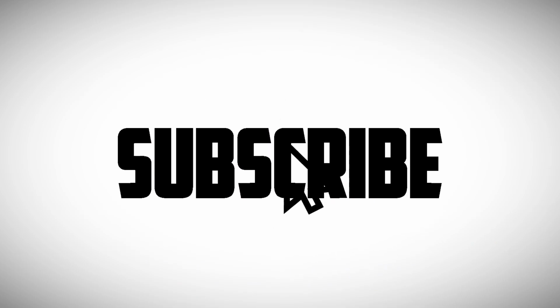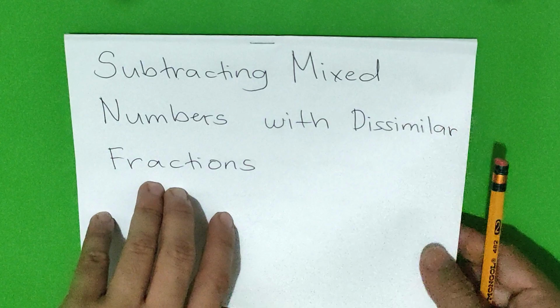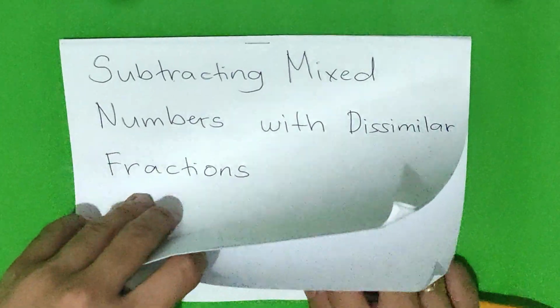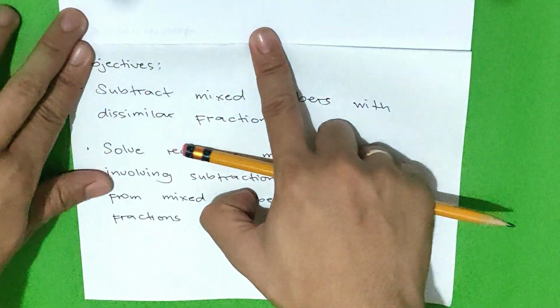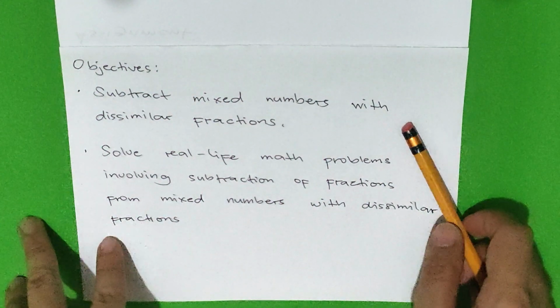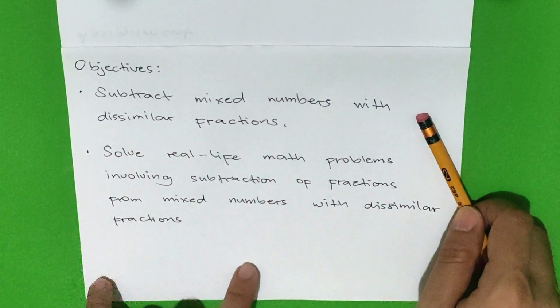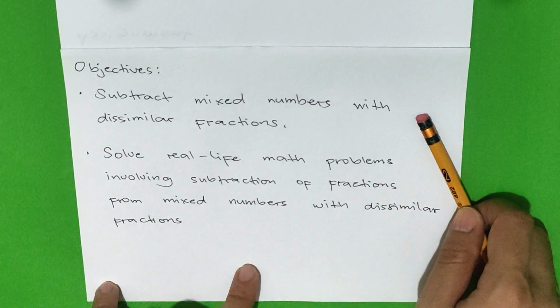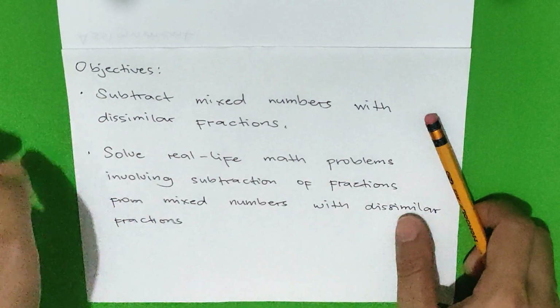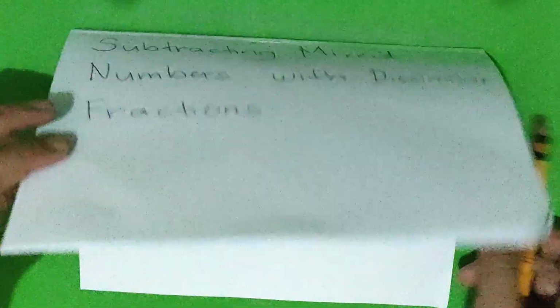Our lesson is about subtracting mixed numbers with dissimilar fractions. The objectives of this lesson are to subtract mixed numbers with dissimilar fractions, and solve real-life math problems involving subtractions of fractions from mixed numbers with dissimilar fractions.